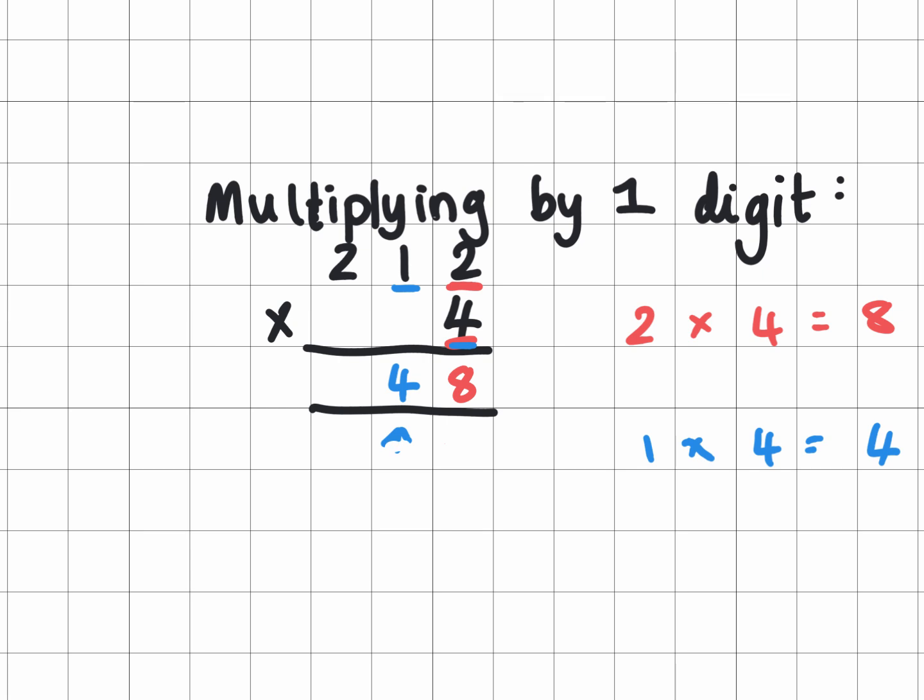Then I'm going to be looking at my final digit. I'm going to be looking at my hundreds here. So now 2 times 4. 2 times 4 again is 8. So my 8 digit is going to go in my hundreds column right here. Okay? And that's column multiplication.